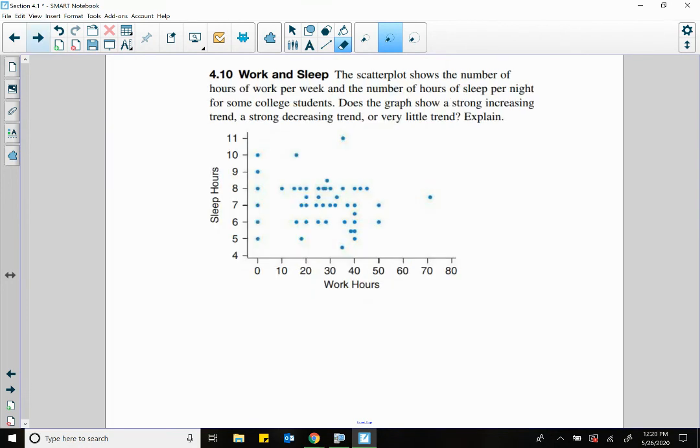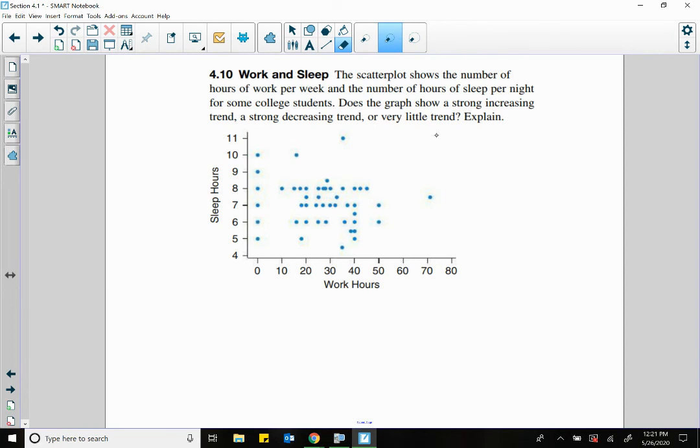All right, last but not least, try this one. Pause the video, go. Okay, so the scatter plot shows the number of hours of work per week and the number of hours of sleep per night for some college students. So this is how many hours they work a week, and this is how much sleep they get per night. Does the graph show a strong increasing trend, a strong decreasing trend, or very little trend?